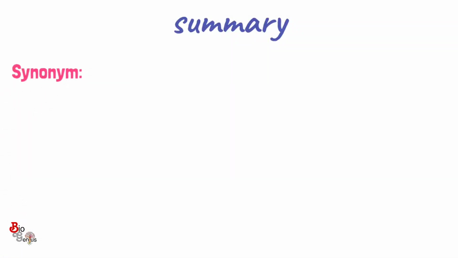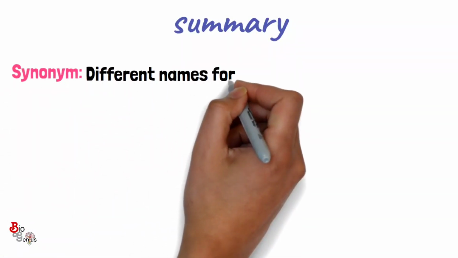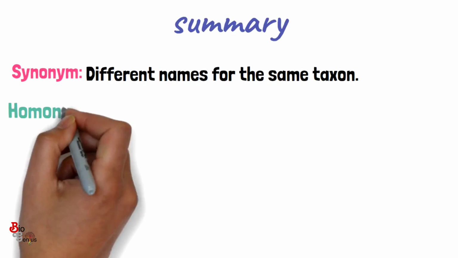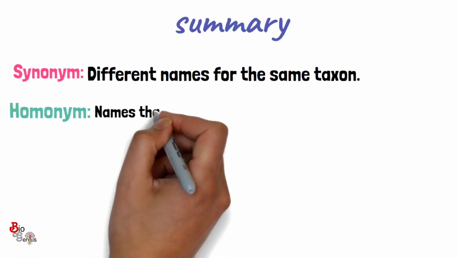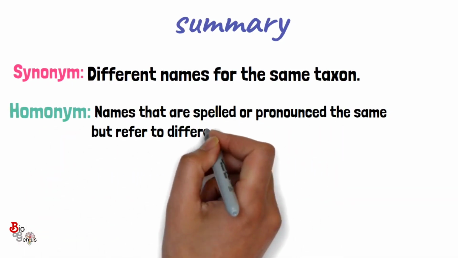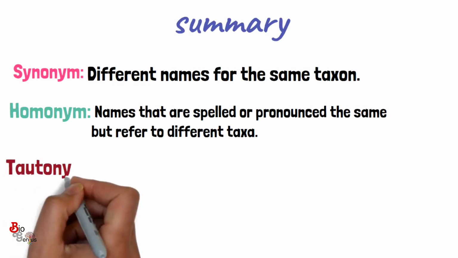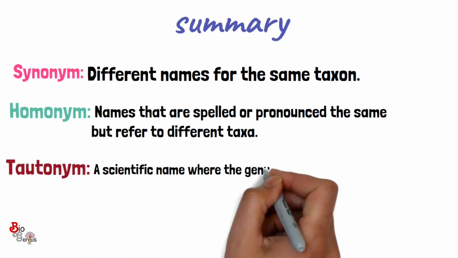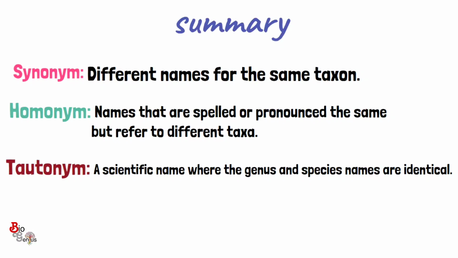In summary, when discussing these terms in the context of biological nomenclature: synonym, different names for the same taxon. Homonym, names that are spelled or pronounced the same but refer to different taxa. Tautonym, a specific name where the genus and species are identical. And toponym, a species name derived from a geographical location.